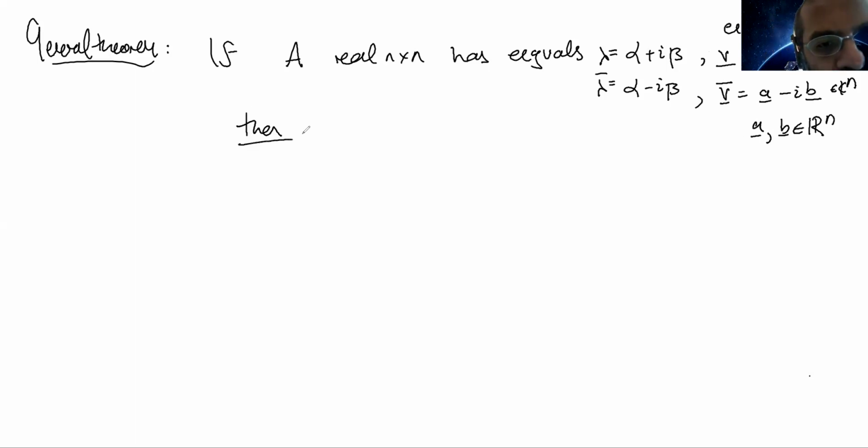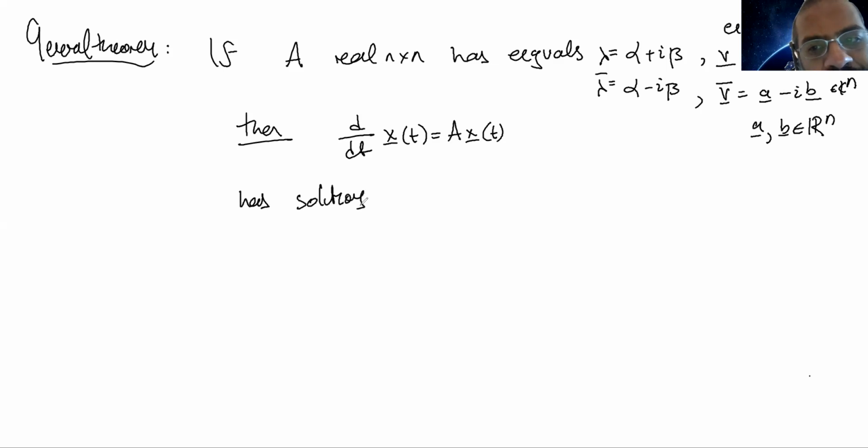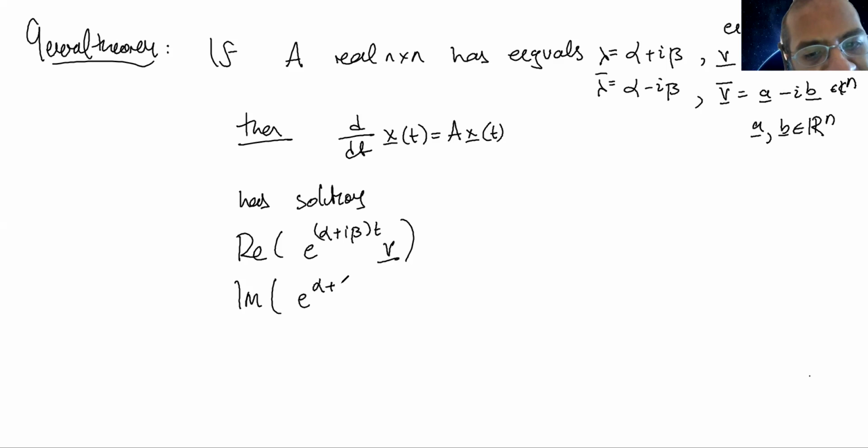Then this linear system of ODE has solutions: the real part of e to the alpha plus i beta t times V, and the imaginary part of e to the alpha plus i beta t times V. You can calculate those using the same identity again. It's done in the book, but I encourage you to do it yourself just to make sure you understand the algebra.